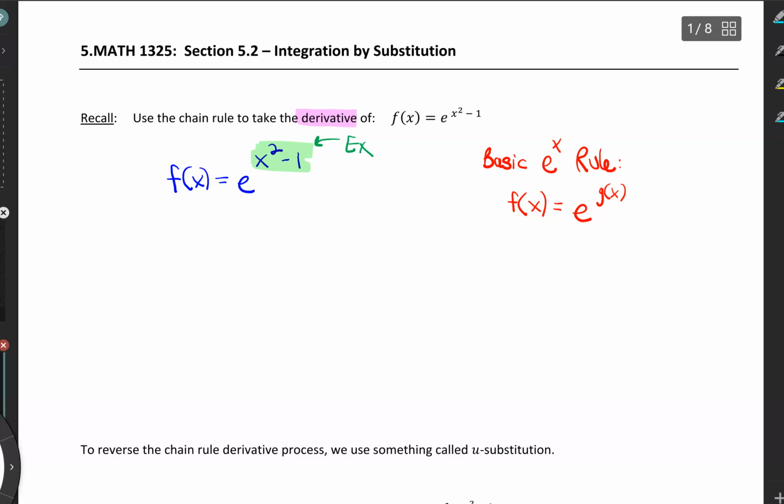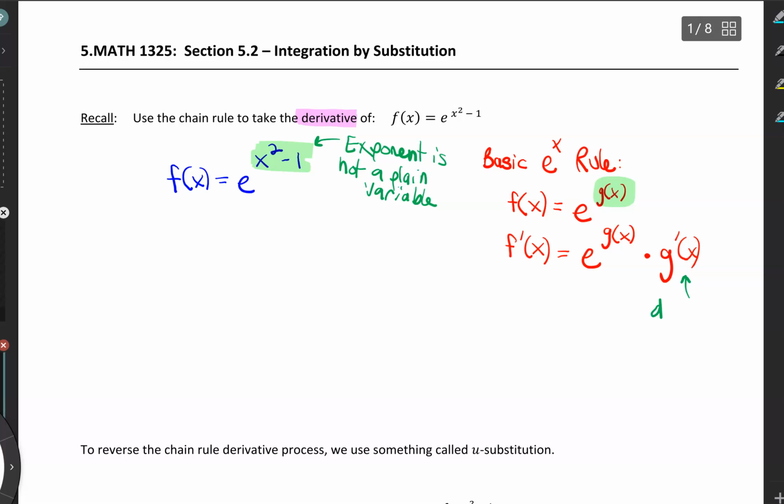Okay, so I was just saying that the exponent is not a plain variable. In this case, an x, but just a plain variable, right? So it doesn't exactly follow our generic e to the x rule. So we have to use that chain rule where we just say the exponent is some function. It happens to be a quadratic function in this case, right? Our exponent's a quadratic function. So when we take the derivative, the rule says the derivative is e to the exponent, but then you tack on the derivative of the exponent.